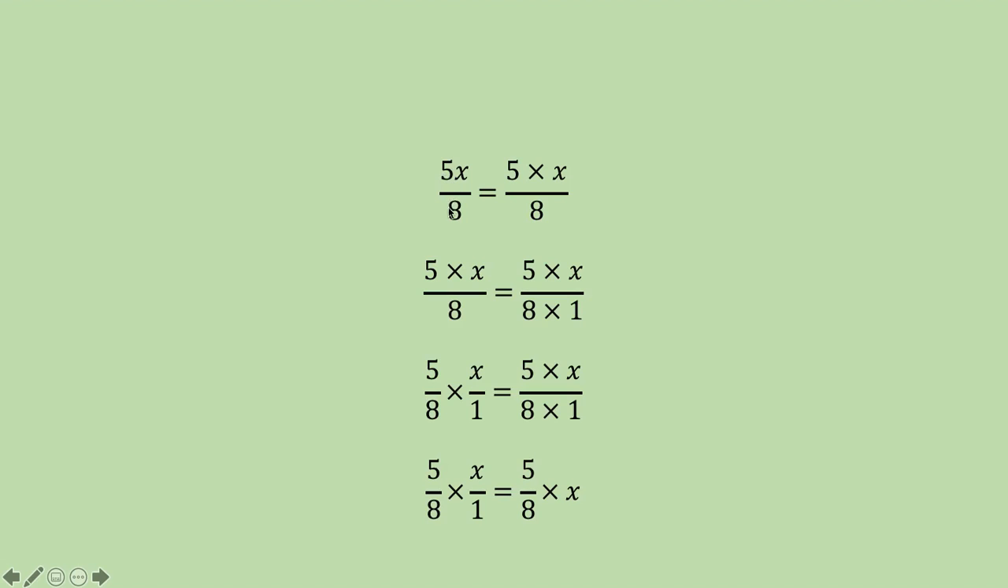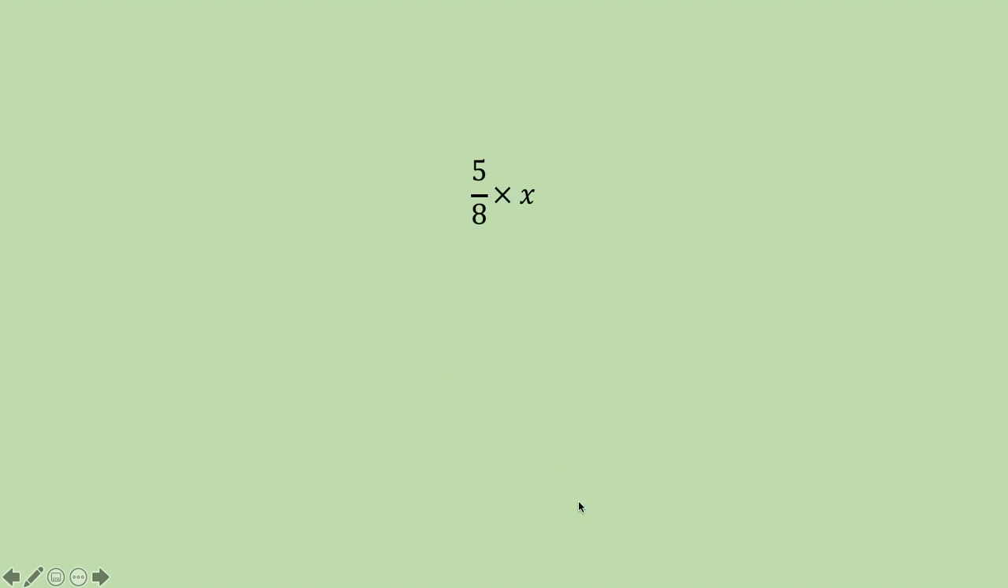So we've gone from 5x over 8 to 5 over 8 times x. But when you have this 5 over 8 times x, remember that's just the same as writing 5 over 8x. Whenever you've got that times there in algebra, it's already implicit. You don't even need to write it, right? It's just the times is already there.